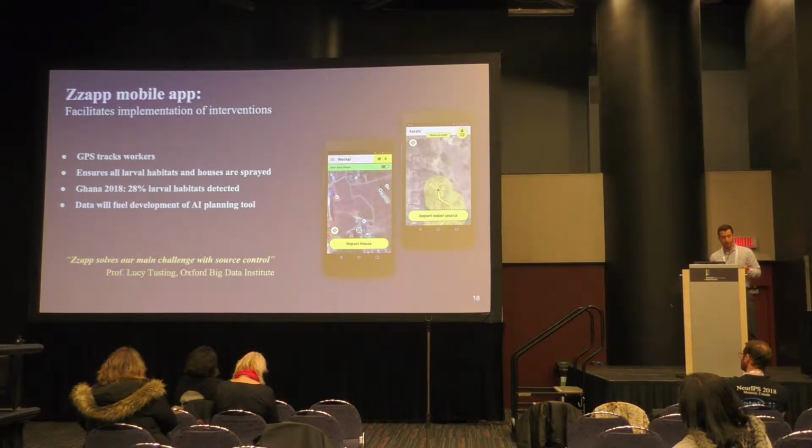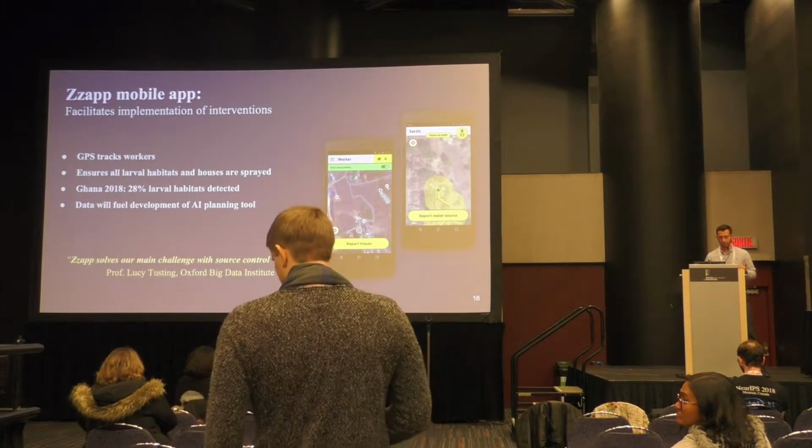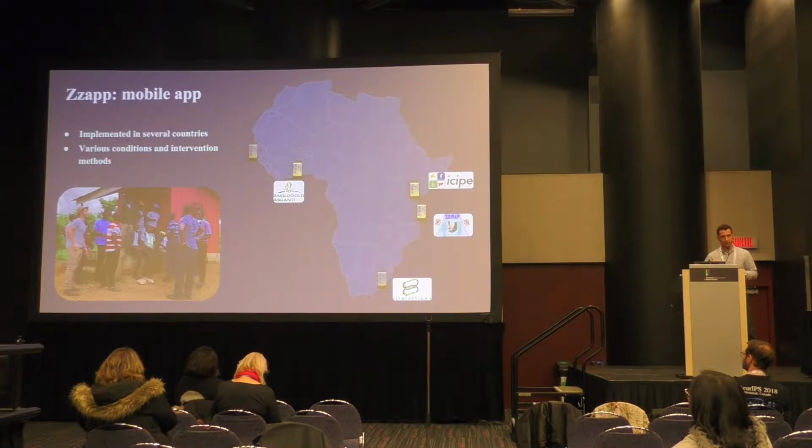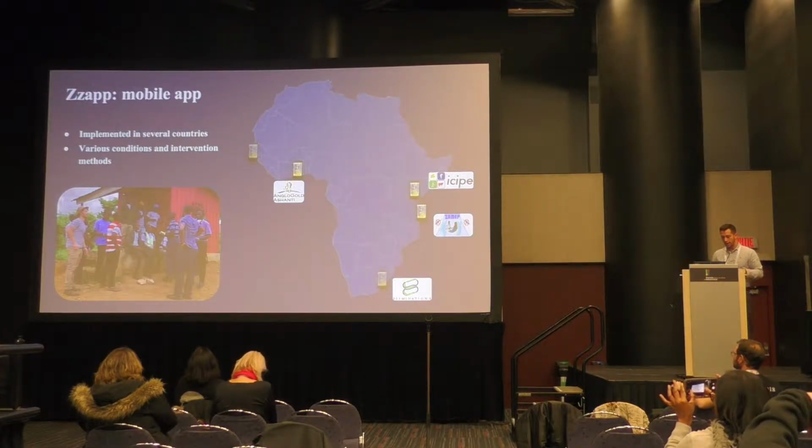And we tested this app in Ghana this May. And we were able to show that workers guided by the app found 28% more of the larval habitats compared to the methods that were being used before. So data that we collect using this app will also allow us to train our model further, our neural network further. We've already implemented the app in Ghana and in Kenya, and we're implementing it next year in Zanzibar.